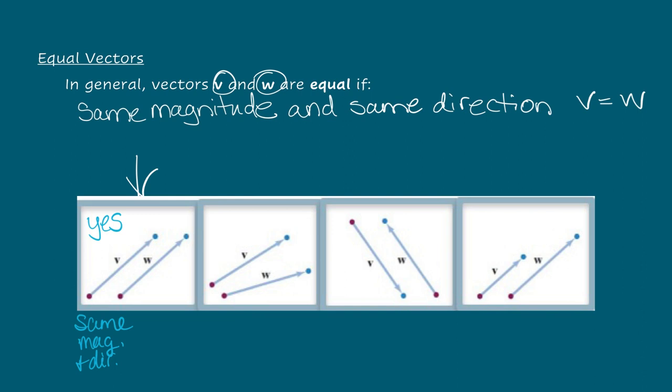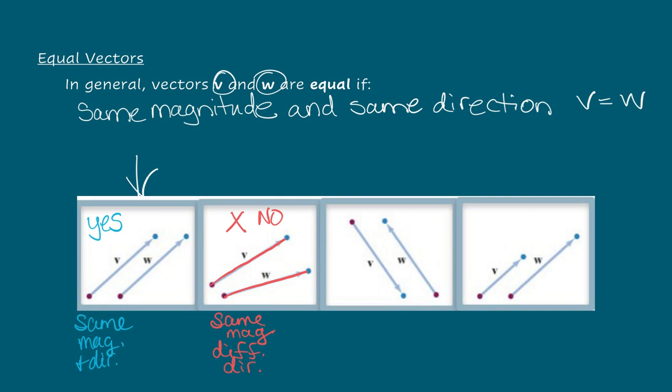If I look at the second set, no, they are not equal. Even though they look like they're the same length, they are not the same direction. They're not the same slope. You can see that this one is heading up this way, but this one veers off and starts to go off the other direction. So they have the same magnitude, but different directions. Those are not equal.